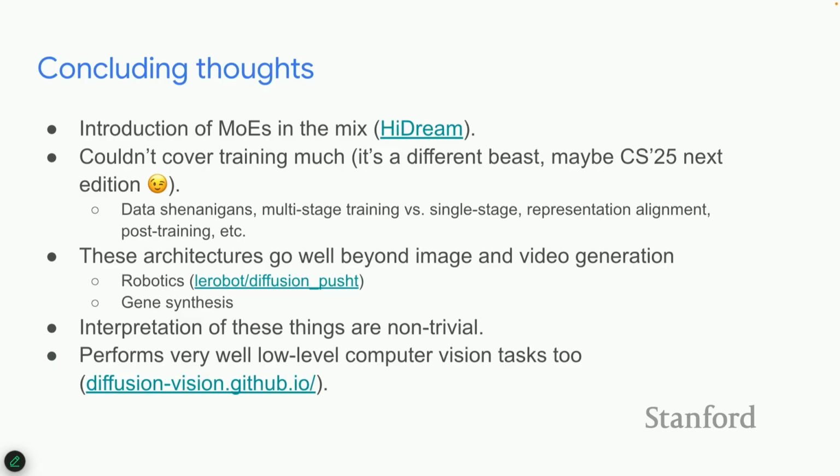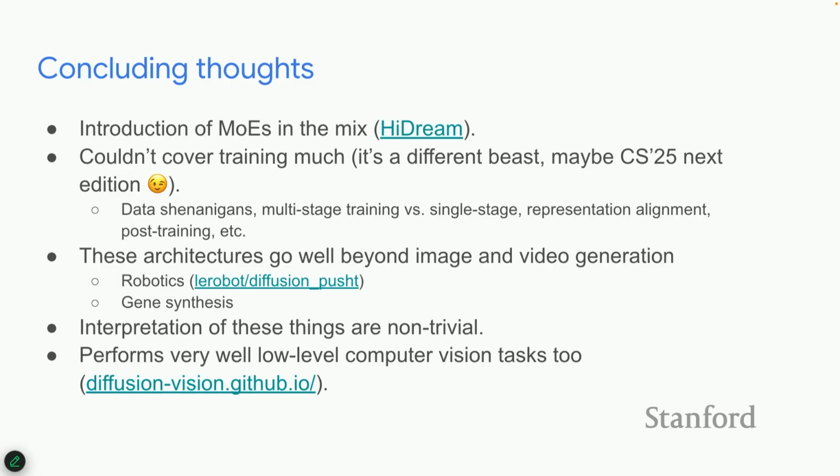And there's a bunch of things I didn't get to cover, of course. I am a little bit over time, I think 1 minute over time. I'm probably going to finish in the next 1 minute, so I apologize. I didn't cover MoEs, hot topic again, but MoEs are making their way into the diffusion community. It's called HiDream. I didn't cover training at all. There are all kinds of shenanigans there. How do you do data? How do you do alignment? How do you do post-training? How do you do safety mitigation? How do you do memorization mitigation and so on?